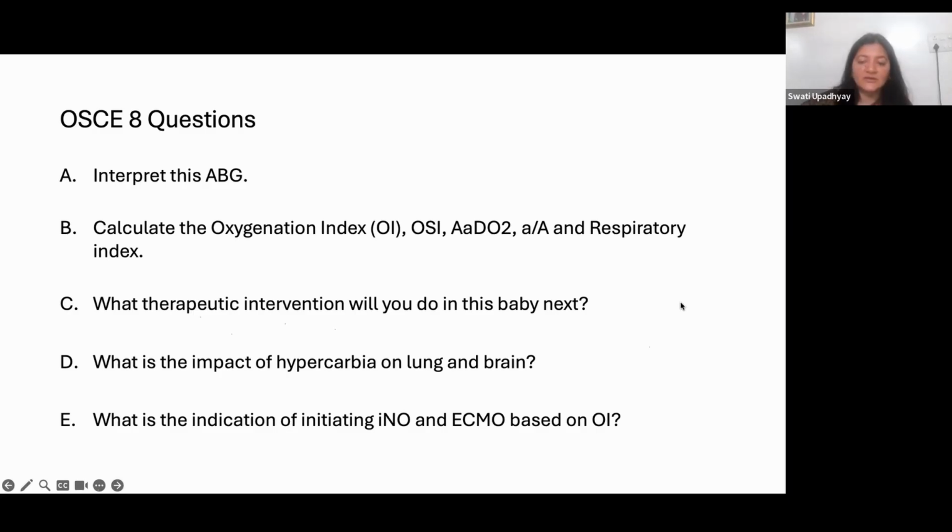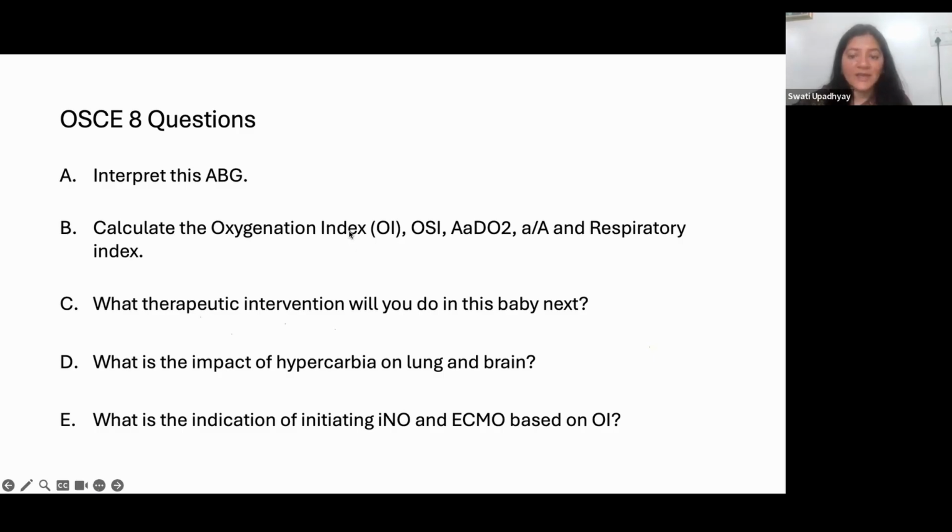So what is oxygenation index? It is basically FiO2 into mean airway pressure into 100 divided by PO2. So basically it measures how much pressure and oxygen are required to achieve a given PO2. So higher the oxygenation index, worse is the oxygenation. So here the calculation is around 34.6.